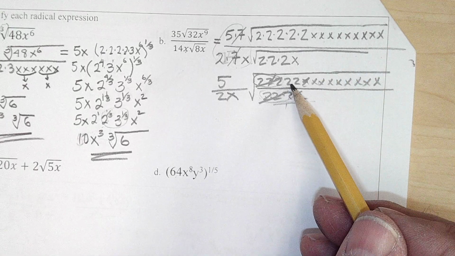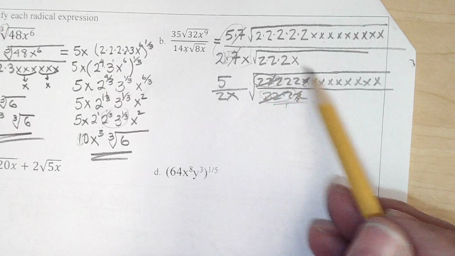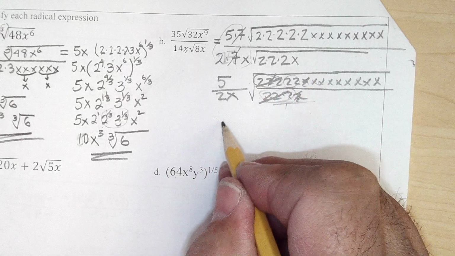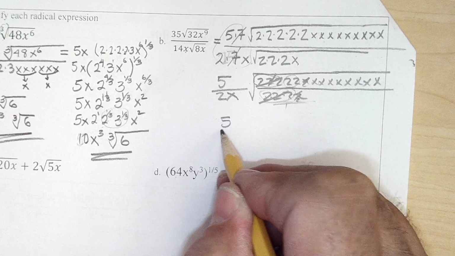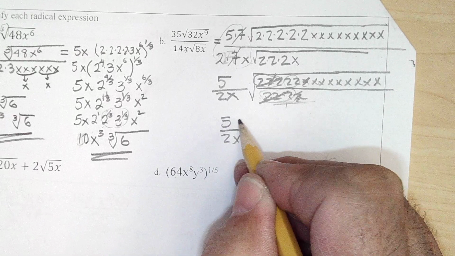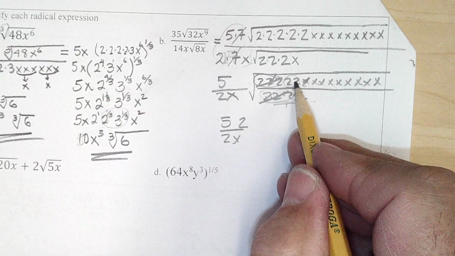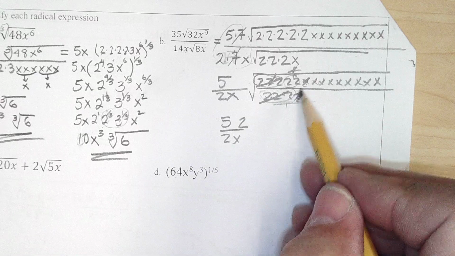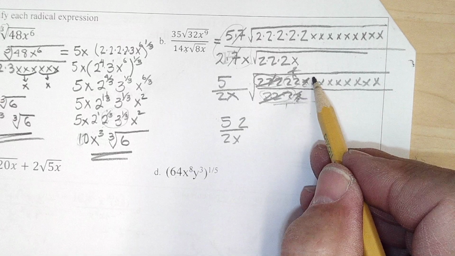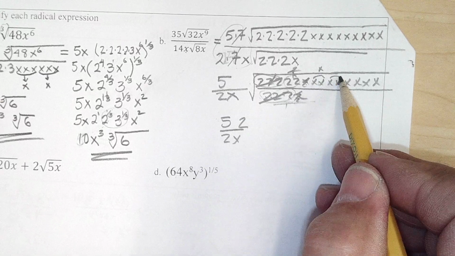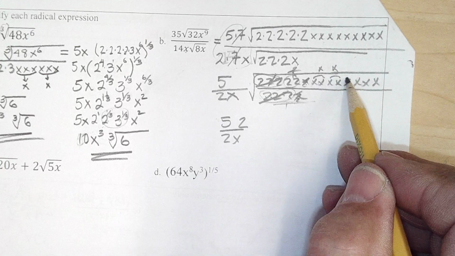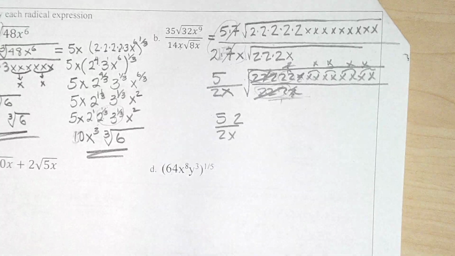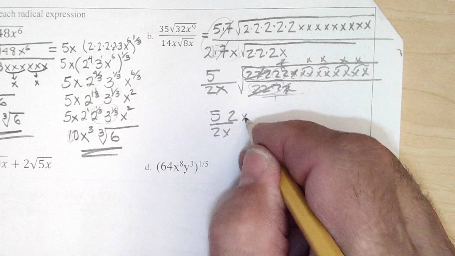And now I've got to look for pairs because I'm doing square root. Got a pair of 2's. So I got 5 over 2x. The pair of 2's comes out as a 2. And that x we canceled. That pair comes out as an x. That pair comes out as an x. Another x and another x. So I got 4 x's.